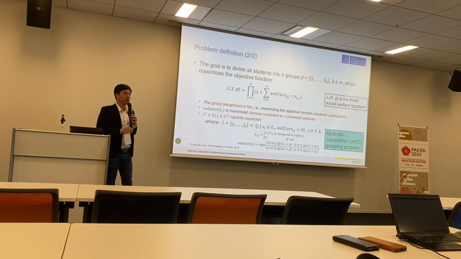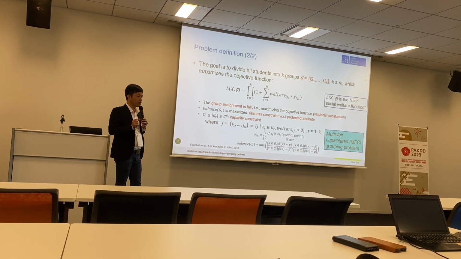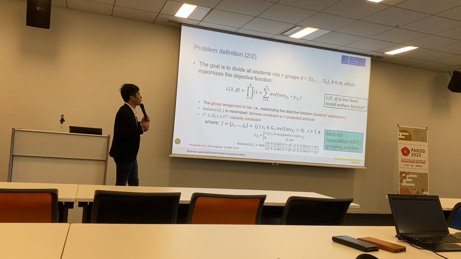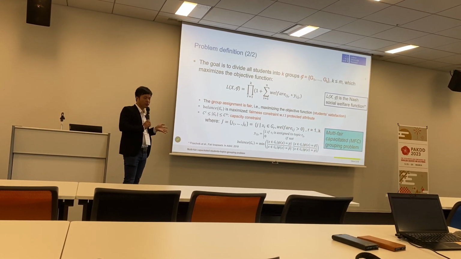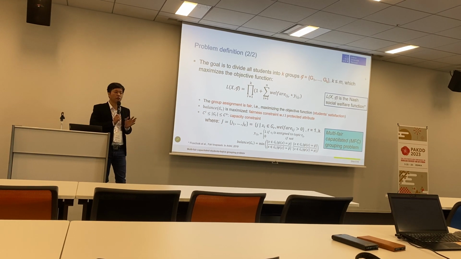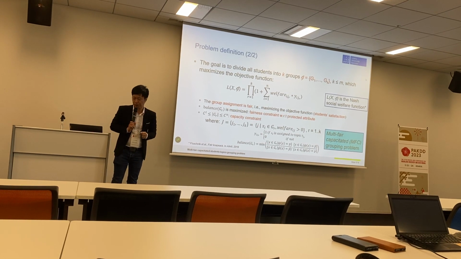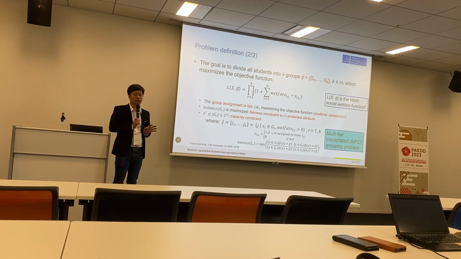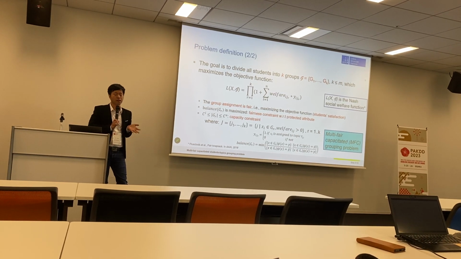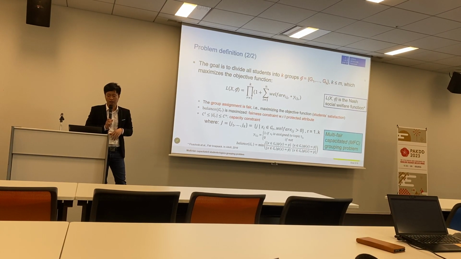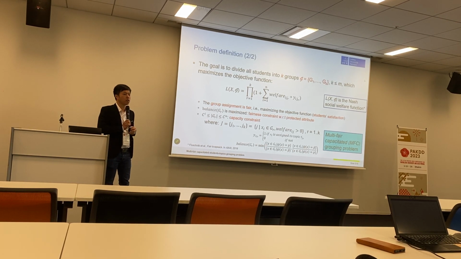So the problem here is we need to divide all students to the topics, let's say K groups, K topics, and we need to maximize the objective function, the product of the sums of the welfare for each group, and this function is the Nash social welfare function. And we call the group assignment fair if we can maximize the objective function. That's in terms of student satisfaction. And the second constraint is that we need to maximize balance in terms of gender.